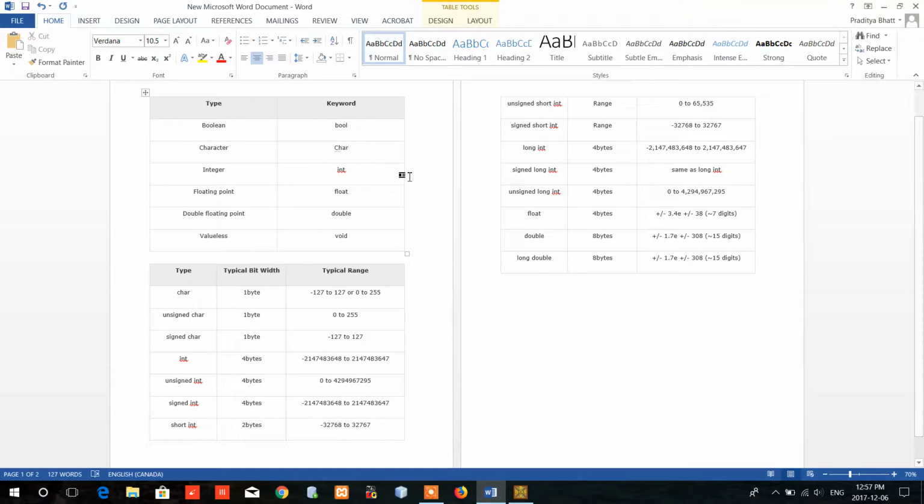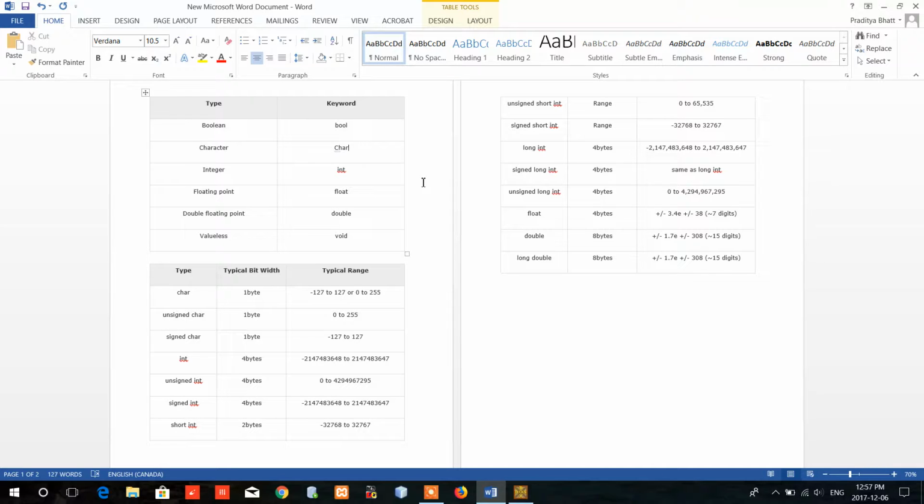The third one is the data type integer, denoted by int. It usually stores both positive and negative integers within a certain value. The next one is floating point, which is denoted by float. If you want to store a decimal value such as a fraction, or let's say pi, which is 3.14, you need to use float and store the decimal value in float.